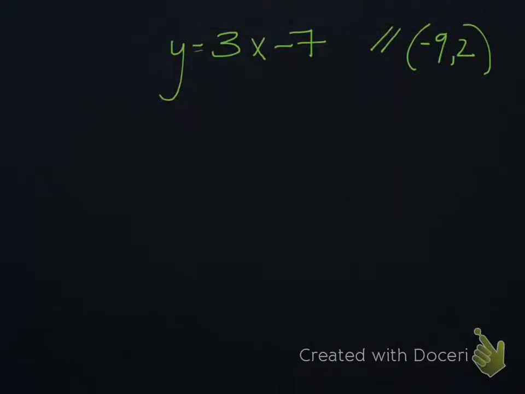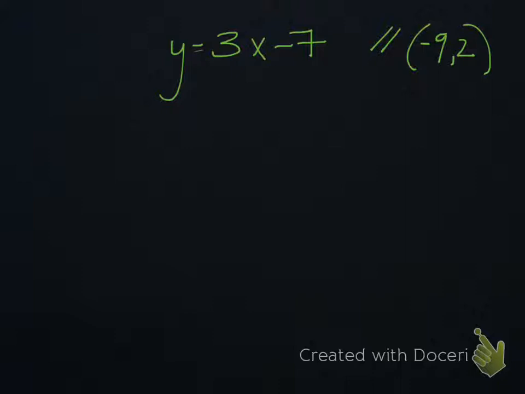All right, I've got it copied, just a little shorthand here. We have the equation y is equal to 3x minus 7, and we're being asked to write the equation of the line that is parallel to it, but passes through (-9, 2).